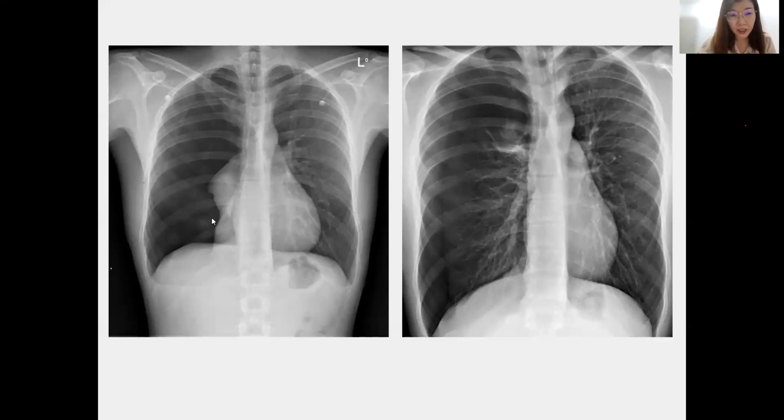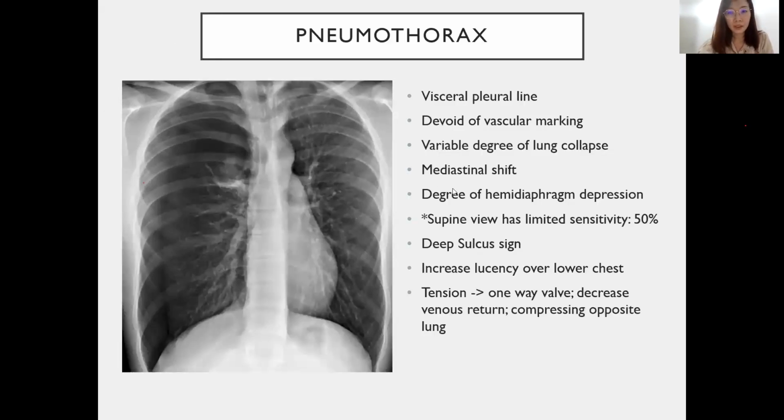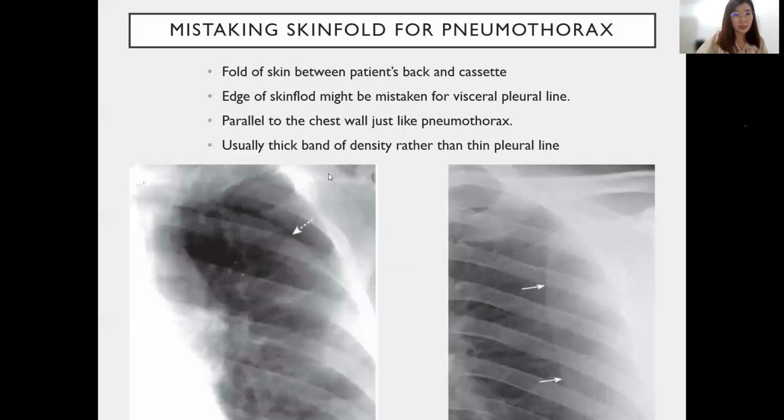If there is an air fluid level within the pneumothorax, then we call it hydropneumothorax. Sometimes we encounter hydropneumothorax when there's pleural effusion, post-tapping or post-drainage, because we introduce some air into the pleural cavity. So again, for pneumothorax, identify the visceral pleural line, devoid of lung marking laterally. If it's associated with mediastinal shift or variable degree of lung collapse, then we need to assess whether it's tension or not.